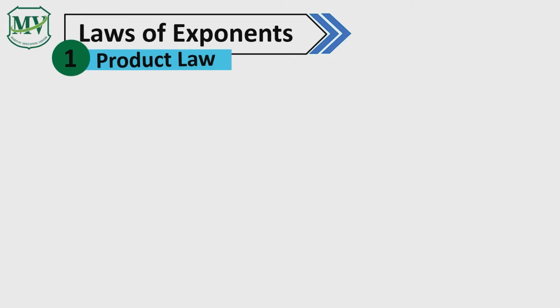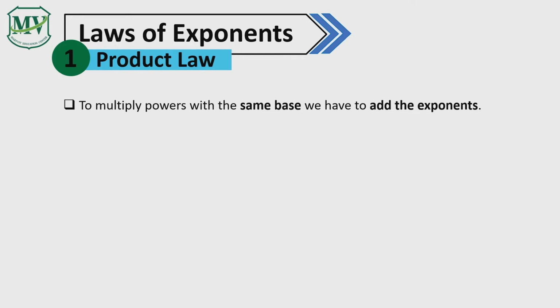First, product law. To multiply powers with the same base, we have to add the exponents. It could be shown as a raised to the power of m multiplied by a raised to the power of n equal to a raised to the power of m plus n. For example, 4 cubed multiplied by 4 raised to the power of 4 is equal to 4 raised to the power of 3 plus 4, equal to 4 raised to the power of 7.